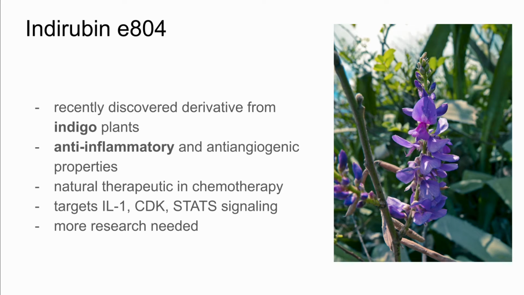It has been used as a natural therapeutic in chemotherapy, where it has also been successful in shrinking tumors and preventing them from metastasizing. Indirubin targets inflammatory receptors such as IL-1, cyclin-dependent kinases or CDKs, and STAT signaling. There have only been a few cases where the plant has had an adverse effect, all of which can be caused by mistreatment of gastrointestinal issues instead of anti-inflammatory ailments.